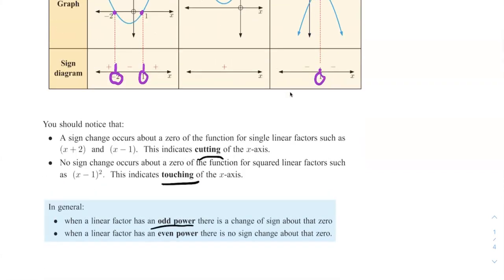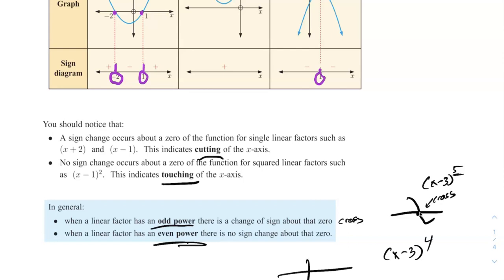And that's a general thing when you look at x-intercepts, roots and zeros. If it's an odd power, we cross. So if I know something's an odd power, like x minus 3 to the 5th, then you cross. If it's an even power, like x minus 3 to the 4th, then you're going to bounce off it or touch. Now this is more helpful if you're actually graphing it, but it does come in handy with the sign chart.